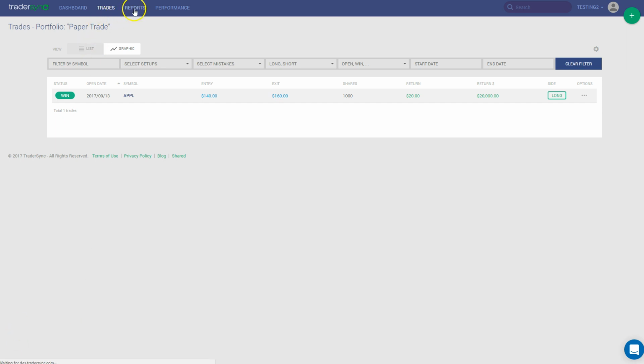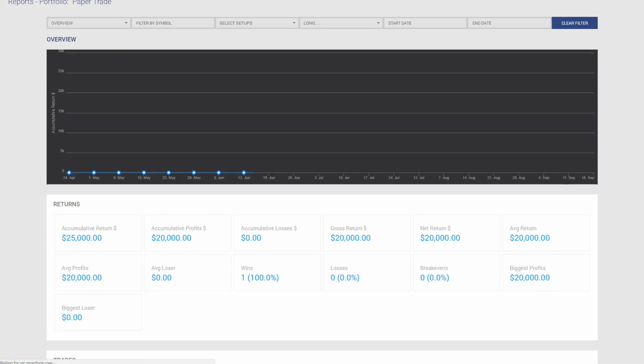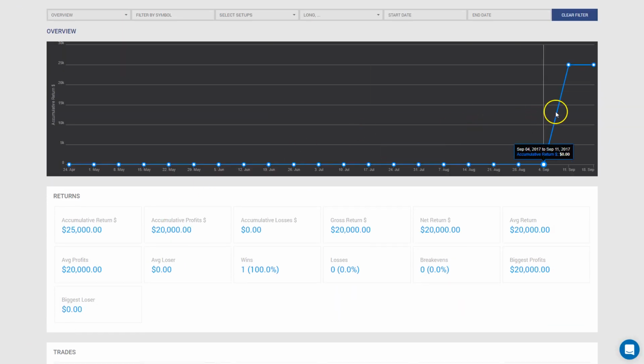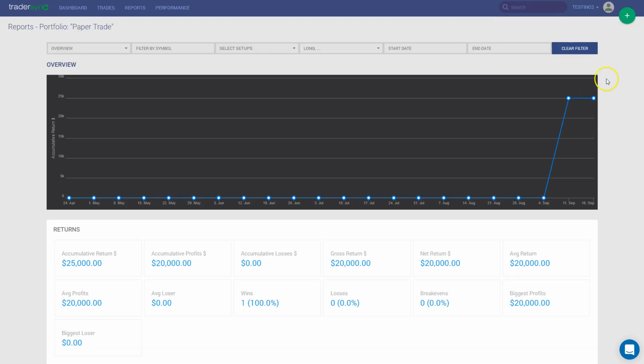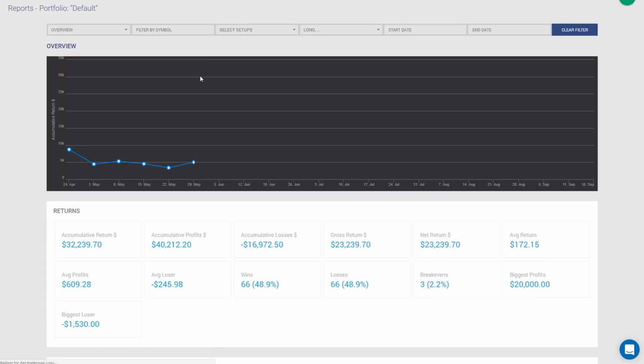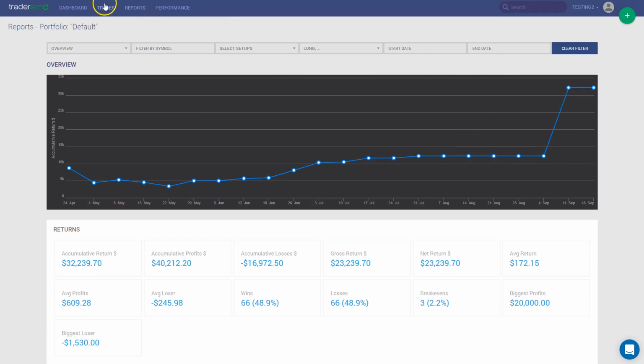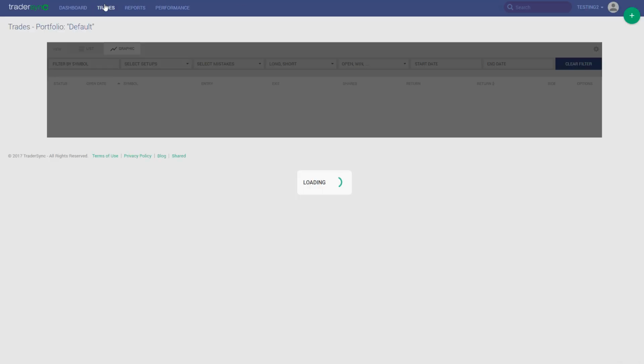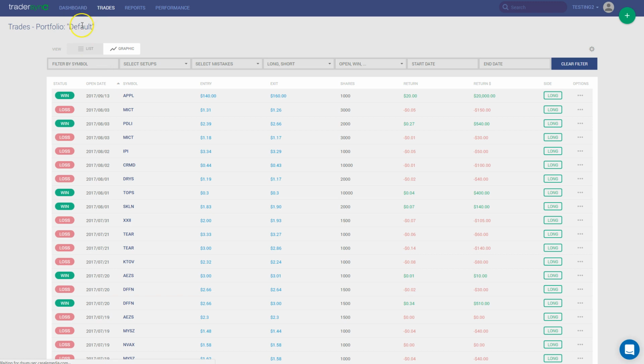And if you go to reports, you're only going to see those reports pertaining to the trades that you have added for the portfolio. In this case, I added only one trade for this portfolio. And if you want to see all your trades from all your portfolios, just switch to default, which will contain all your trades. And then here you will see a report from all your trades.